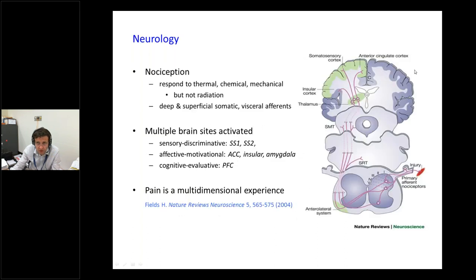So if you look at the neurology perspective, we know that there can be, I might just move that out now, okay. Just gonna move that out of my screen. Not sure if it's in your screen.